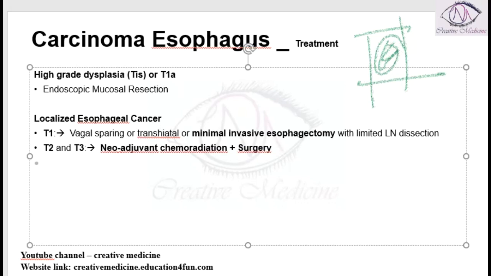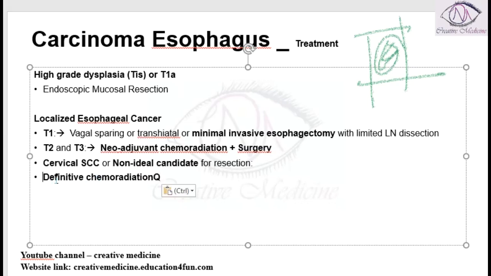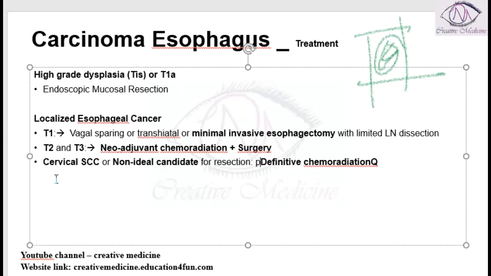Now, if it is a cervical squamous cell carcinoma, or if it is a patient who is not ideal for resection, maybe due to old age or any other reason due to which the patient cannot undergo surgery, in such cases definitive chemoradiation is indicated in these patients.